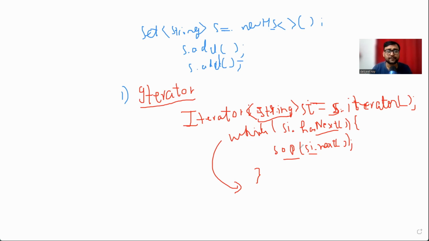Then what's the next way? The next way is with the help of a lambda function. So how can we use a lambda function? So let's understand the second process. What's the second process here? The second process is with the help of lambda. Lambda means using functional programming. How can you iterate over the elements of the set?